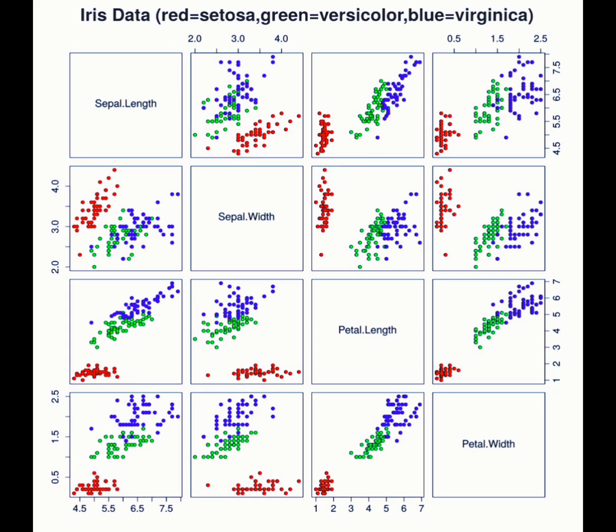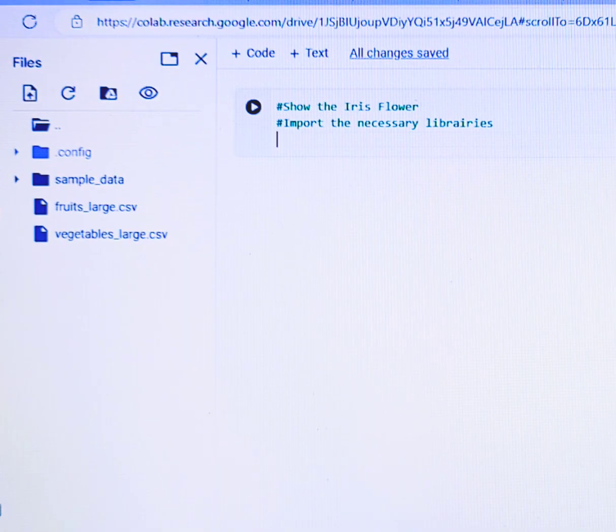The goal of our machine learning model will be to learn from these measurements and predict the correct species of iris flower based on these characteristics. Now that we all know more about the iris flower, let's do that.